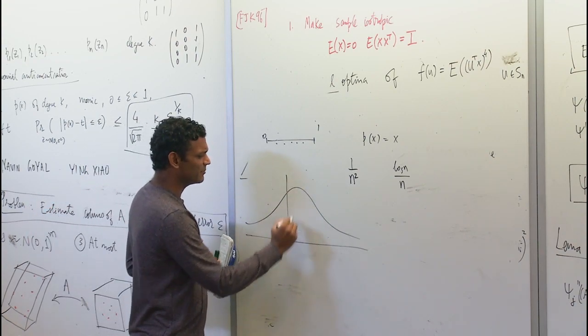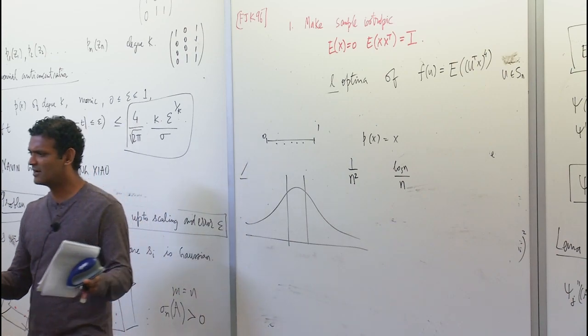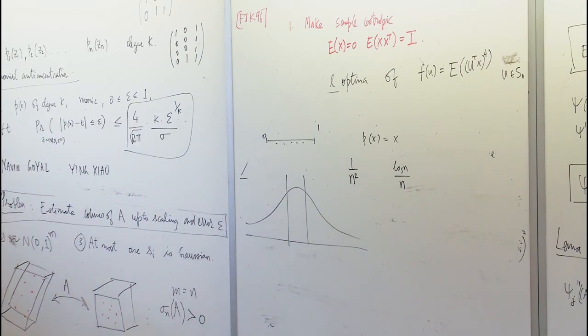The min gap is about the same, right? Because there is this interval in the middle which will capture half the points, and your min gap will still be like 1 over n squared. But what about the max gap?